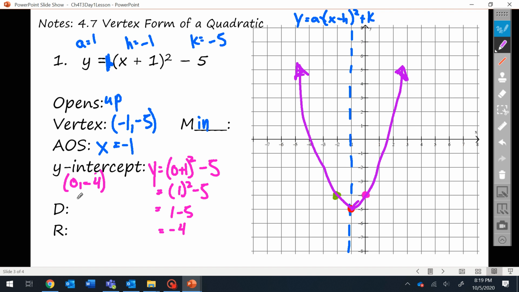Our domain, of course, is negative infinity to infinity, that's still the same for every quadratic. The range, since this has a minimum, the minimum boundary is down here at negative 5, and it has no maximum boundary. So this is negative 5 to infinity.